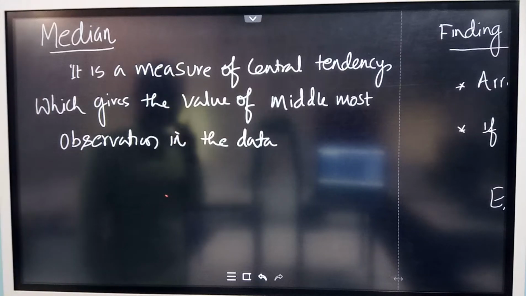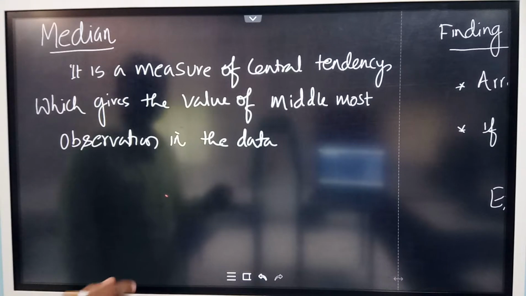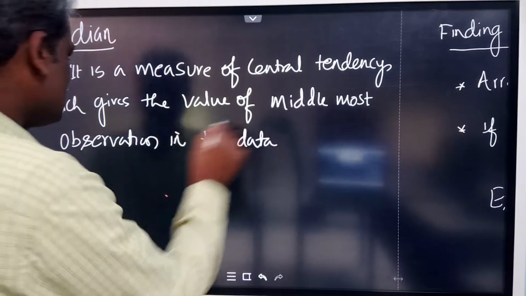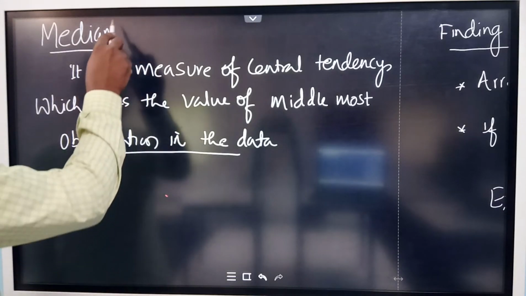In the last class we discussed the mean as well as the mode. Now let us understand what the median is. It also measures central tendency. It gives the middlemost observation in the data. When the data is arranged in increasing order, you can find the centralmost value, the middlemost value of the observation, and that is called the median.